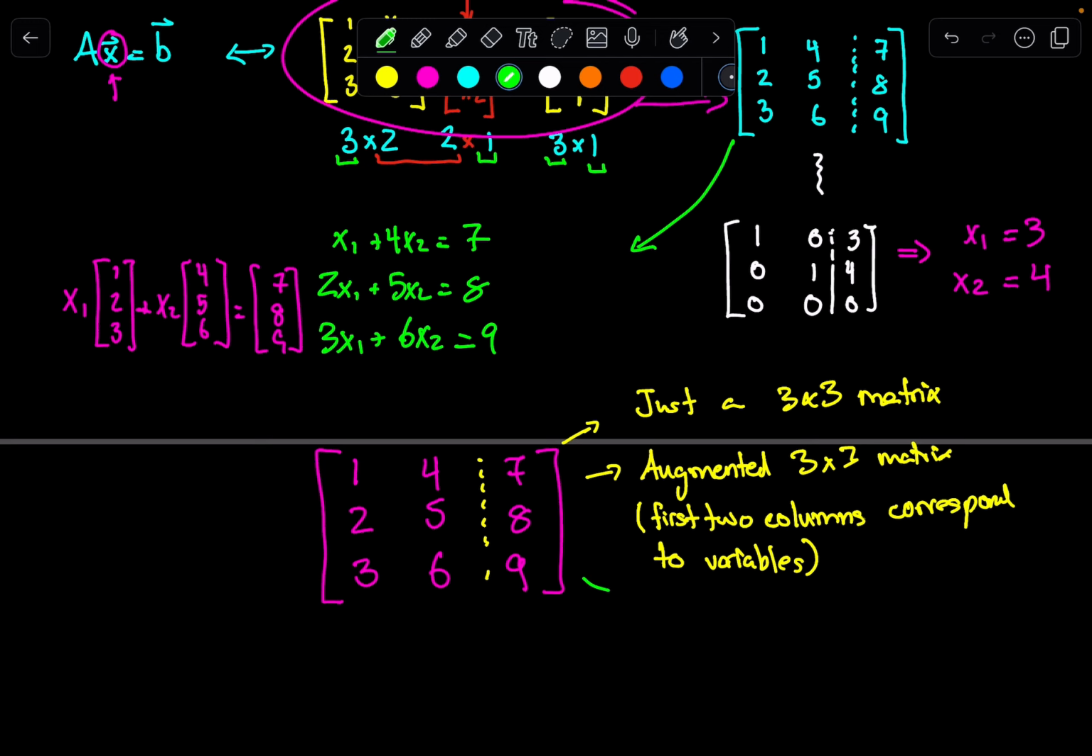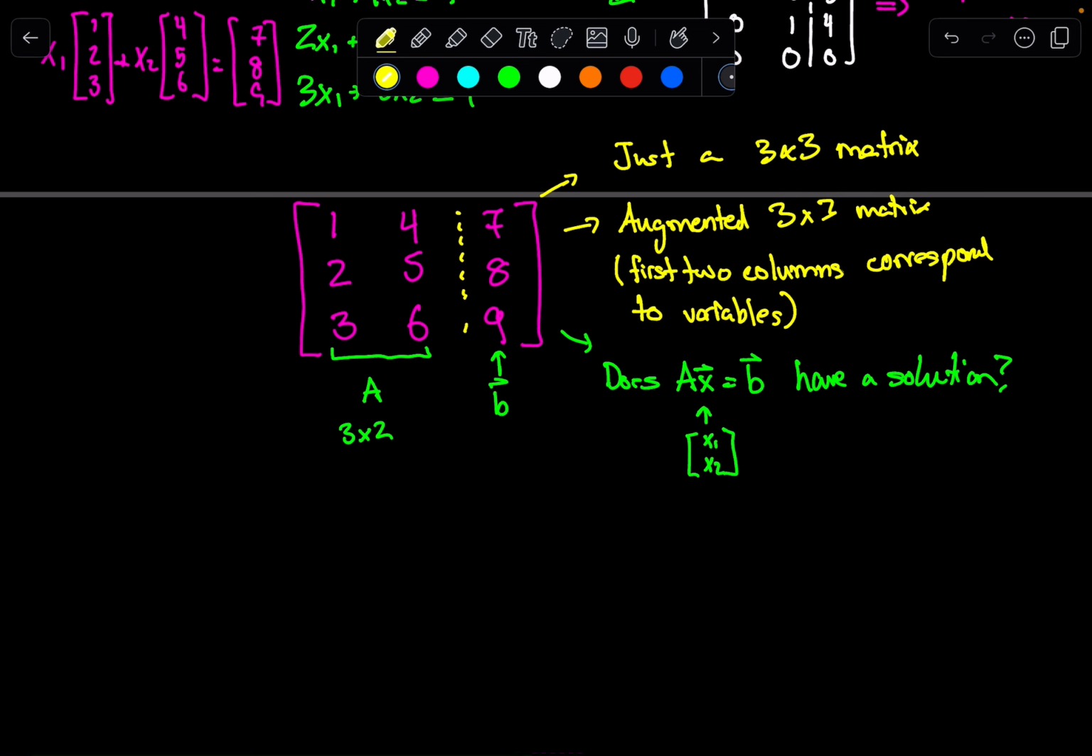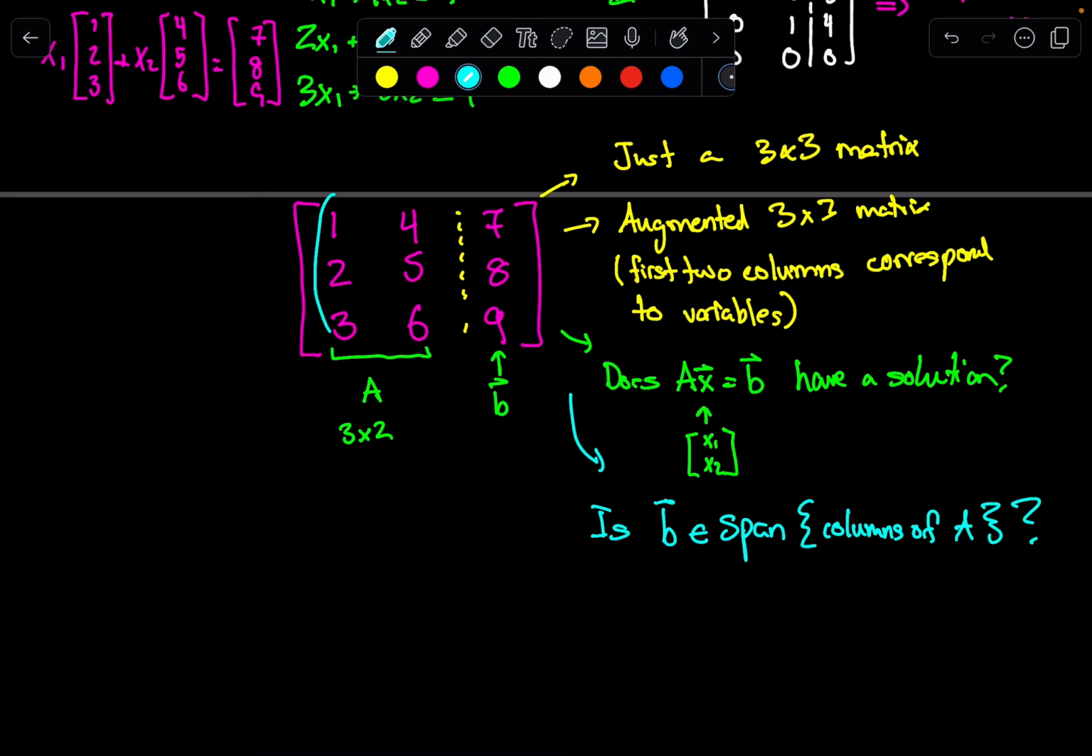Well, if this is an augmented matrix, then it's asking the question, does AX equal B have a solution? That's a question that it could be asking, where this is my vector B. This all belongs inside my 3 by 2 matrix A. And if I can solve this system of equations for some x1 and x2 that live inside here, then that would answer that question. So does that have a solution? Asking that question also inherently asks, is B in the span of the columns of A? Is that the case, where this is a column vector V1 and this is a column vector V2? We could say, is that the case?